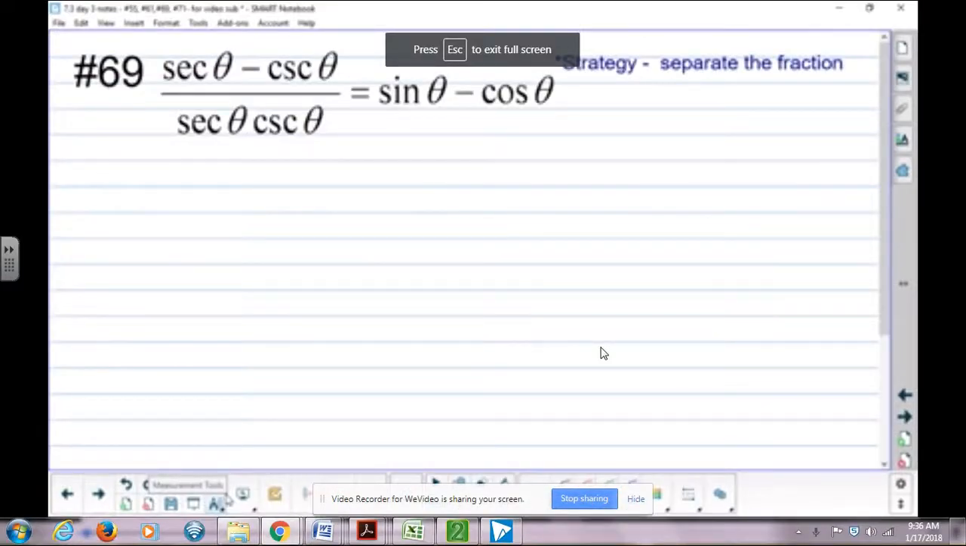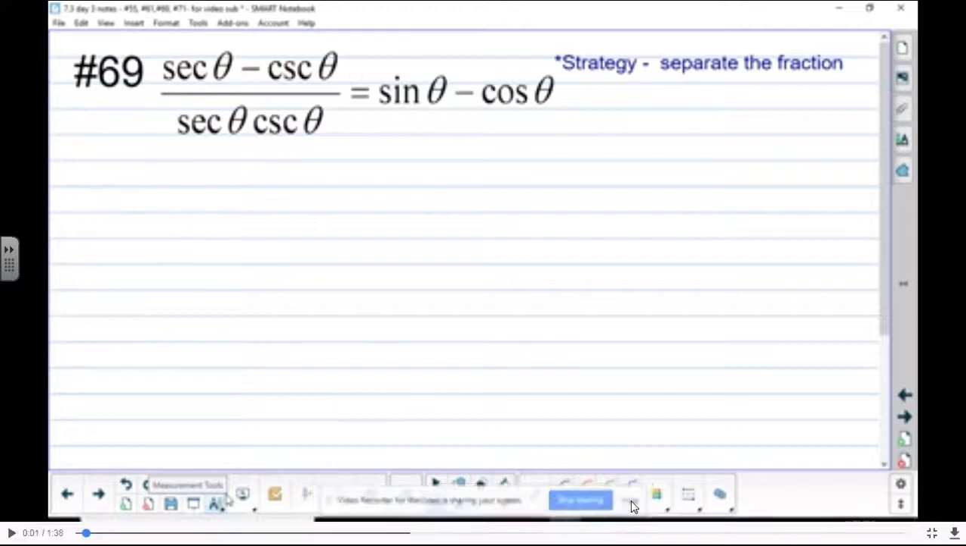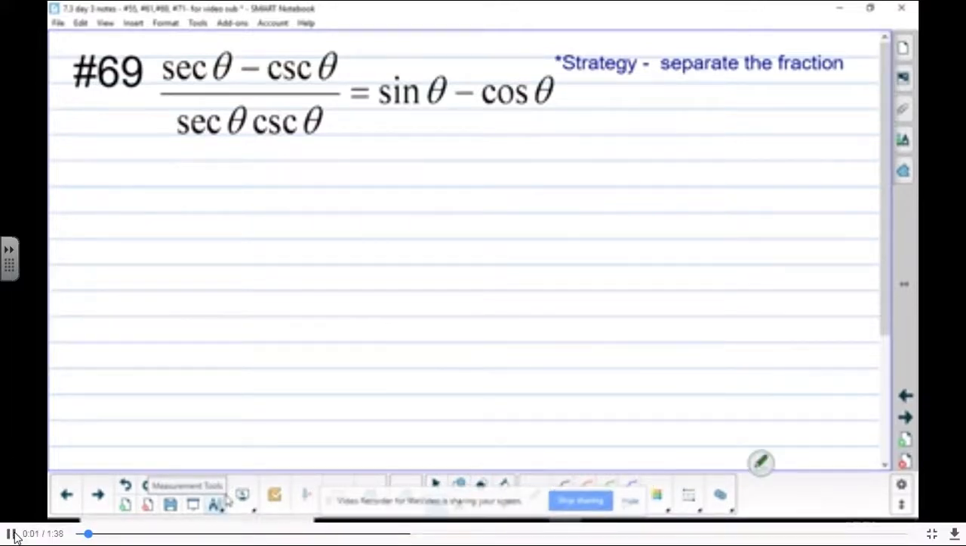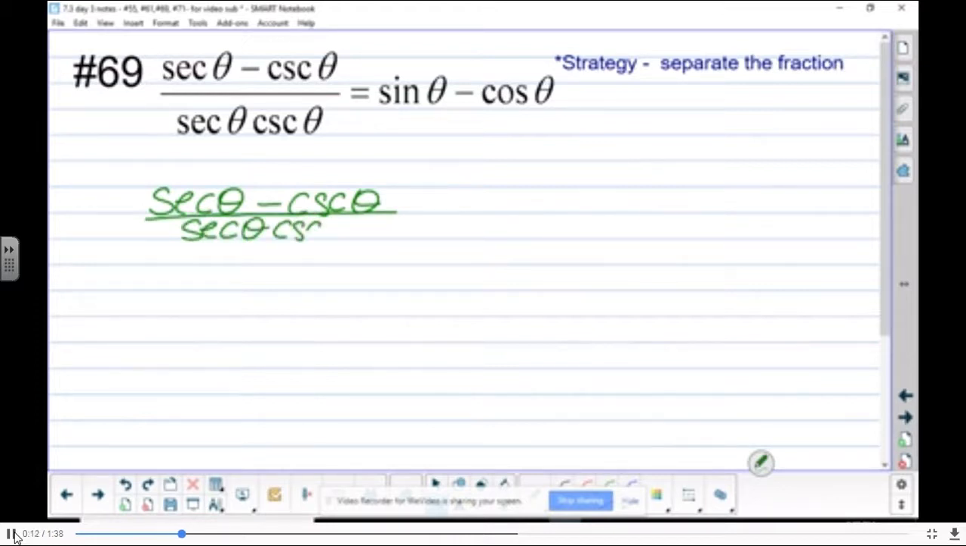Okay, now we're going to do number 69. And the strategy we're going to use on number 69 is to separate the fractions. So the left-hand side is more complicated. And if you can see, the numerator, if we separate the fraction, is going to be able to be reduced. And then you'll see what happens from there. So rewrite the left-hand side.